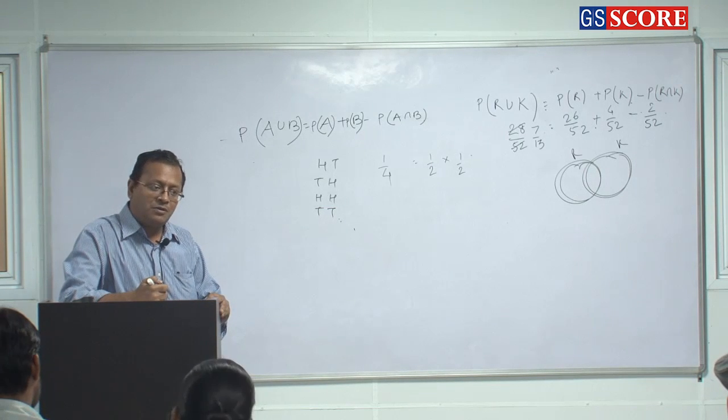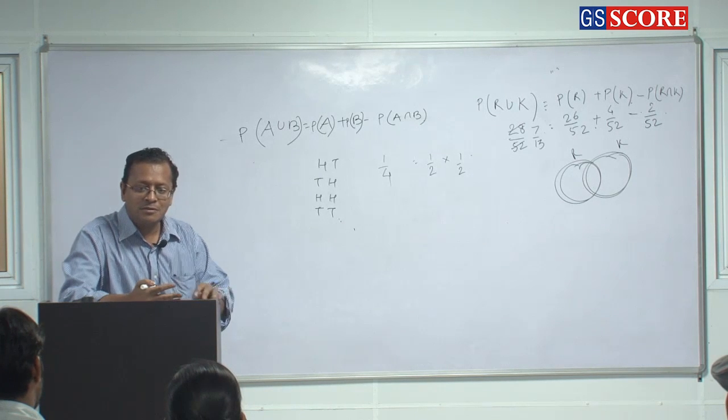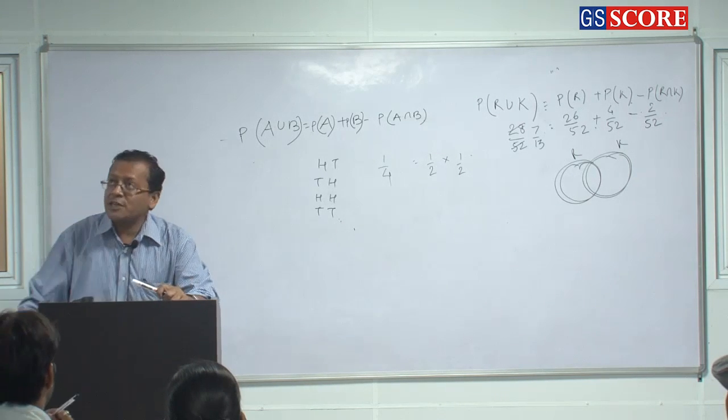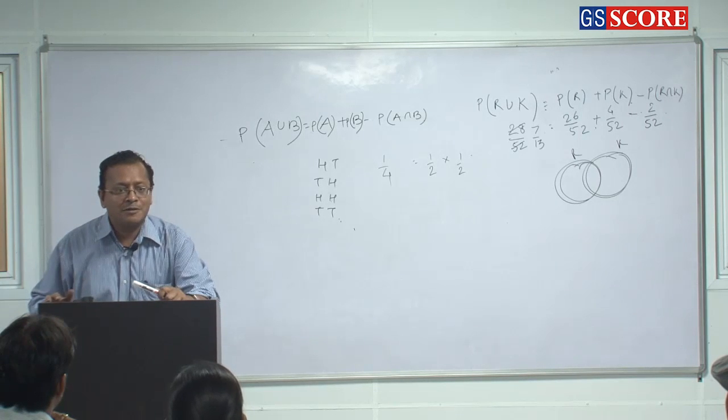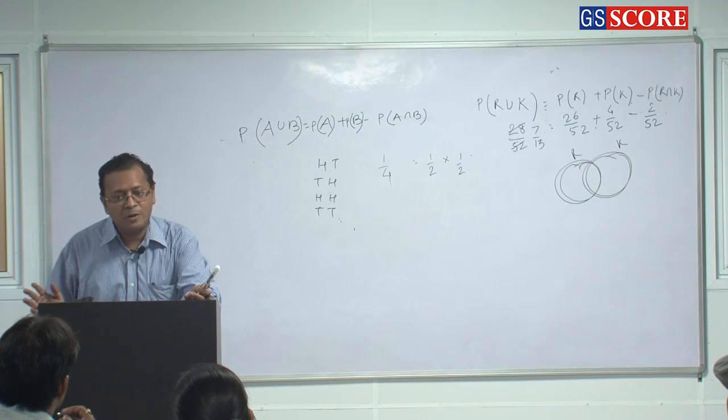Can the probability be 0? Yes or no? Yes. I toss a coin. What is the probability of 6 coming? 0. Can the probability value be 1?